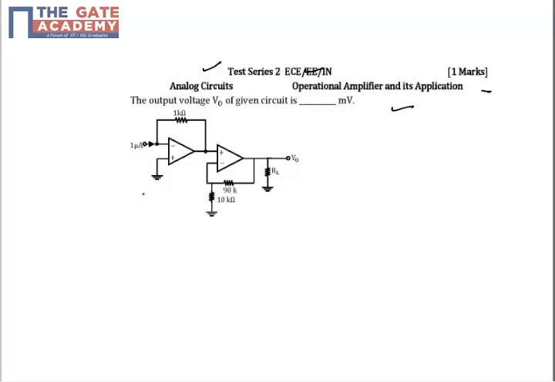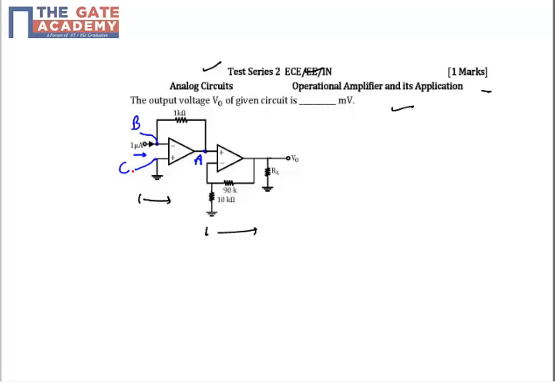So friends, we can see that in this problem we have 2 op-amps connected in cascade. In the input of the first op-amp we have 1 microampere current coming. In the output of the first op-amp, let's name this node as node A. Okay, and let's name this node as node B, in which input is coming, and this as node C.